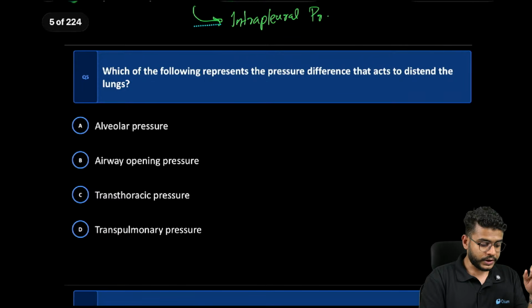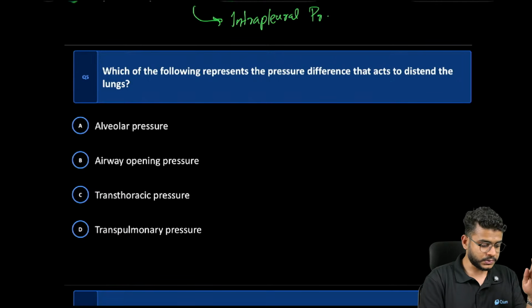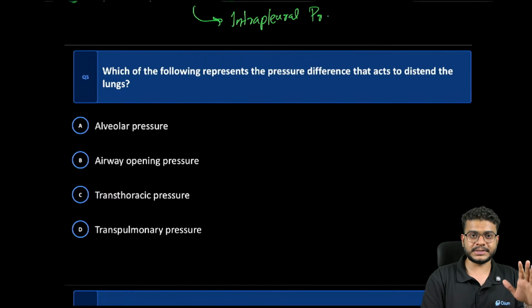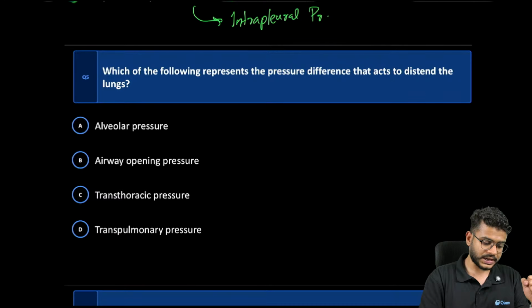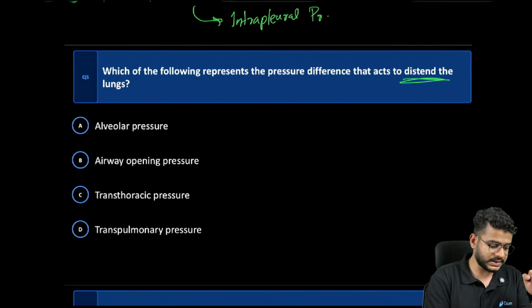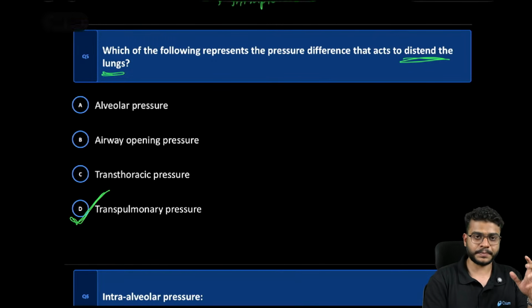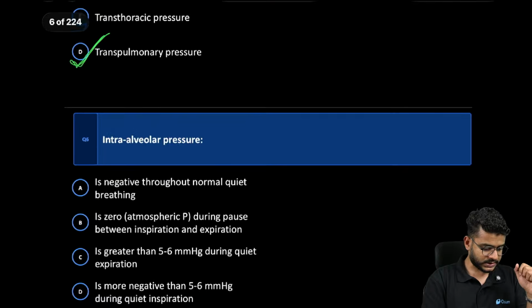Which of the following represents the pressure difference that acts to distend the lungs? Just as we discussed, transpulmonary pressure helps in expansion of the lungs during inspiration. So that is what they asked. The pressure difference that acts to distend the lungs is transpulmonary pressure. Okay, the next question.